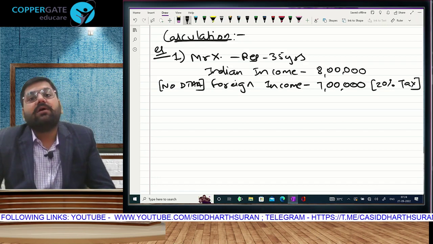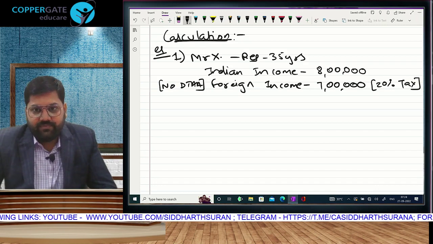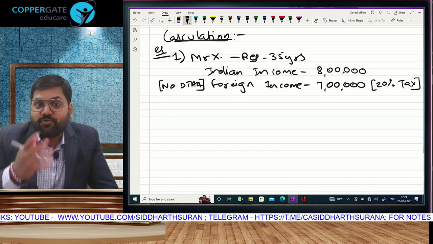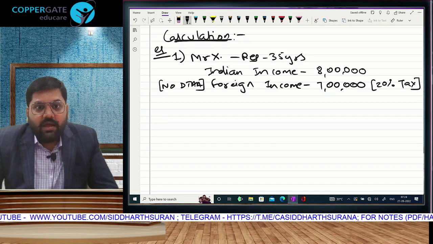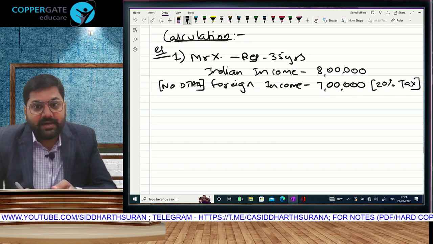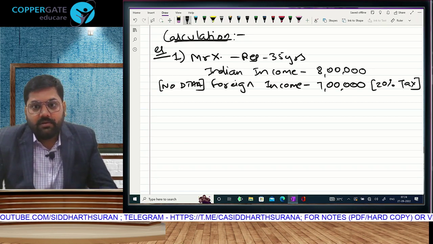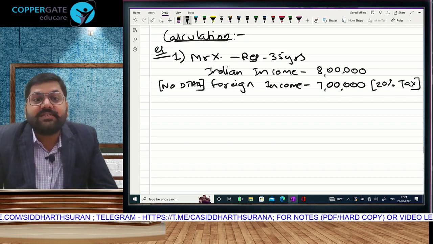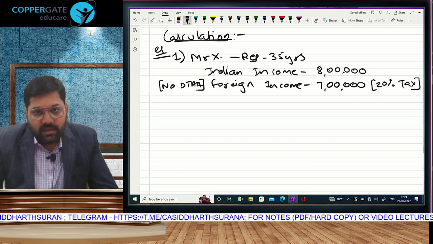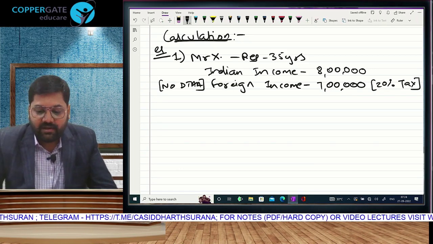We have to learn the calculation of unilateral relief. First, we have to check, is there double taxation? Any assessee who has double taxation will talk or think or discuss about relief, no? Is there double taxation? Let us check that.